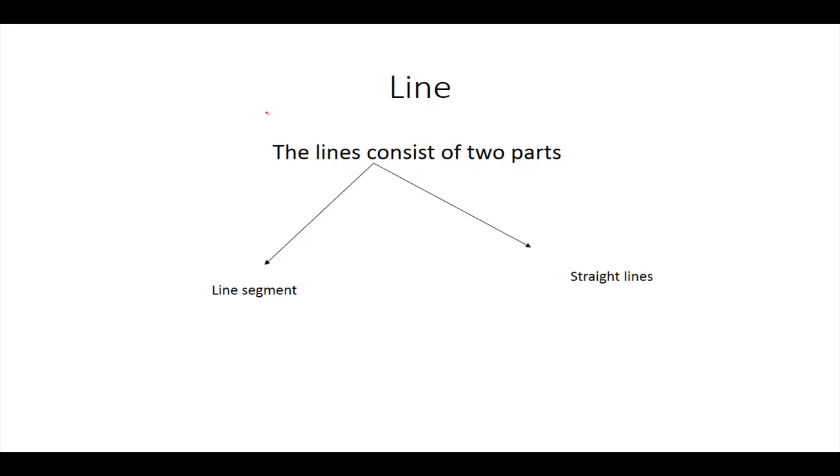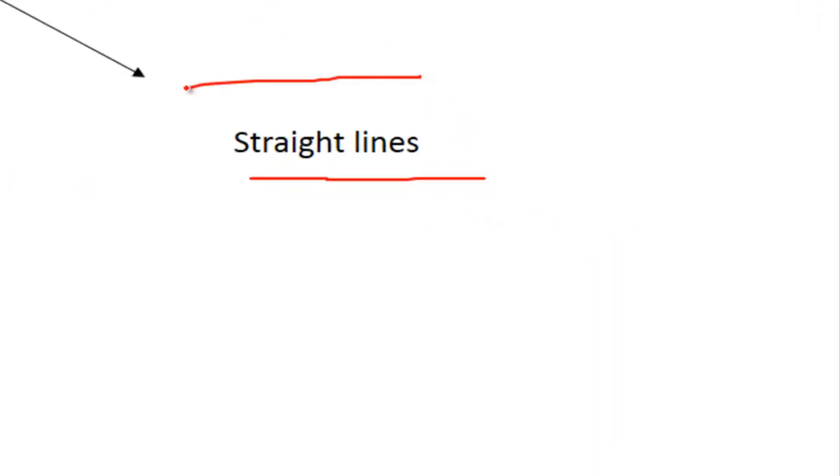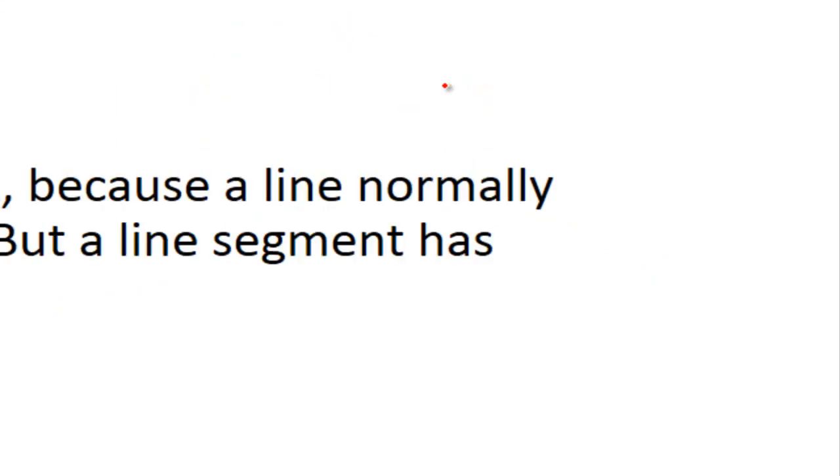Okay, so the second thing we have is the line, and the line consists of two parts: line segment and straight line. So again, we have something called a line, and the line represents the line on the notebook, the straight line in your notebook, which you write on. So the line here consists of two parts. The first one is called a line segment. The second one is called a straight line.